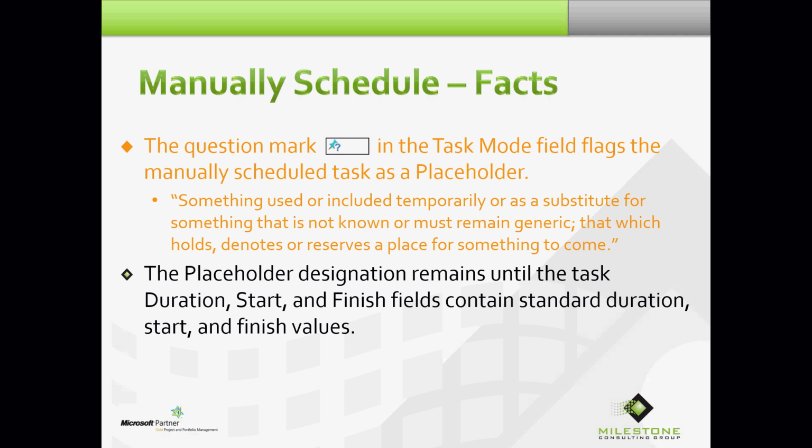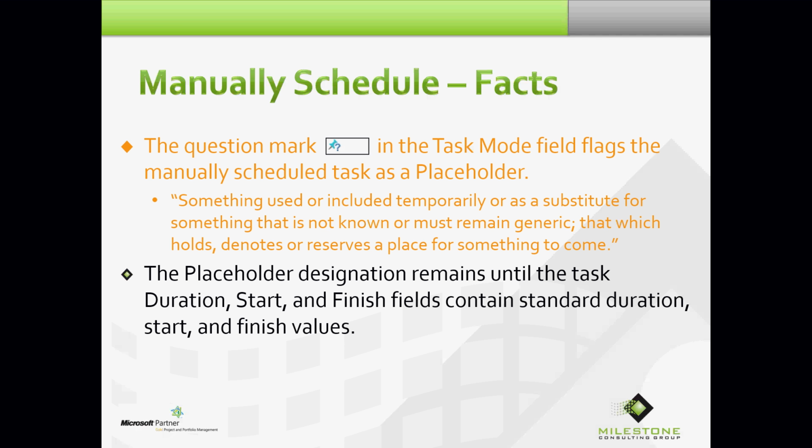The placeholder designation remains until the task duration, start, and finish fields contain standard duration, start, and finish values. See, in manually scheduled mode, you could go to any one of those three fields, and if you had a question about any of those three fields, you could type in something like Ask Bob. That would not be a default value in any of those fields.